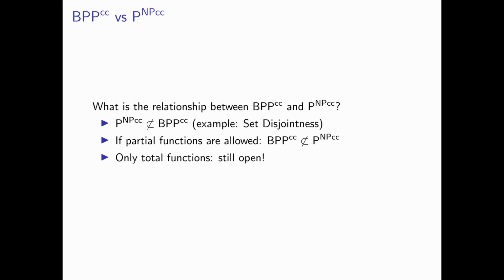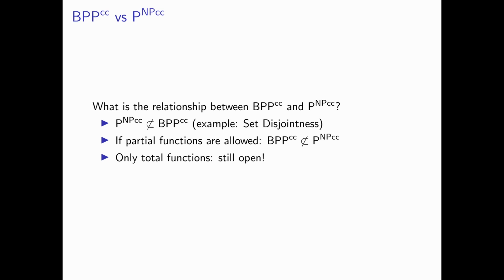What is the relationship between BPP and P^NP? We know that P^NP can solve problems efficiently that take linear time in BPP. One example is the set disjointness function. If we allow Alice and Bob to solve partial functions, that is, they have a promise on their input, BPP can do much better than P^NP on certain functions. So the classes are incomparable in this setting.